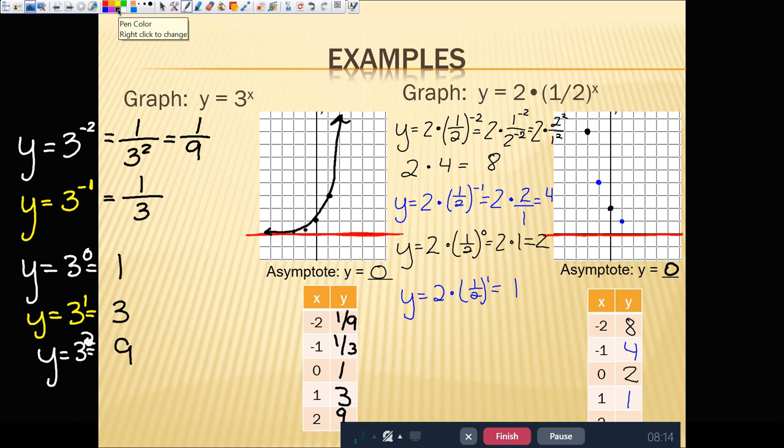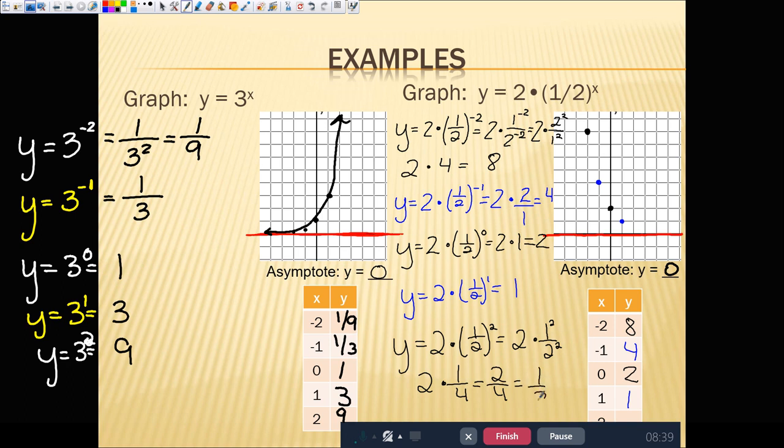Now I'm going to substitute 2 in for x. So y equals 2 times 1/2 squared, which is the same thing as 2 times 1 squared over 2 squared, which is the same thing as 2 times 1/4, which would be 2 over 4, which is 1/2. So that value up there is 1/2. So it's approximately there. So again, our graph is going to approach 0 but never cross 0. And this one is a decay.